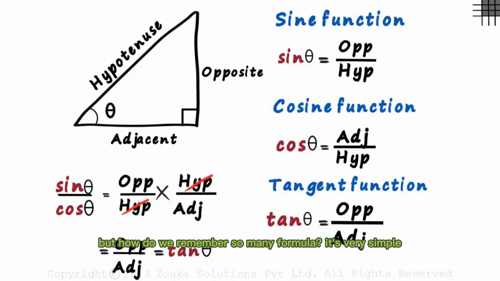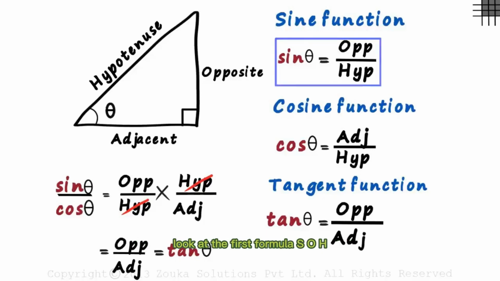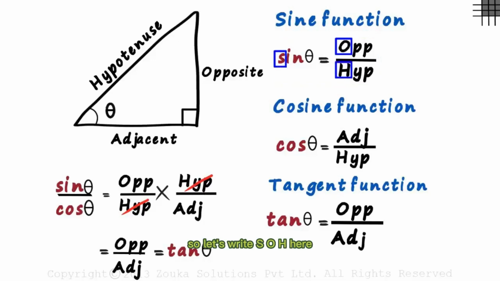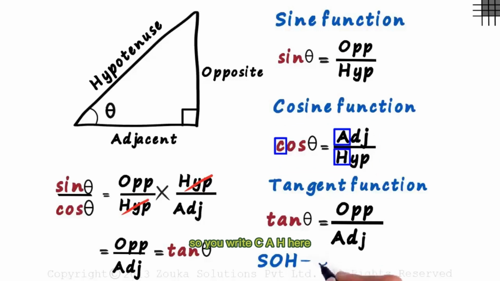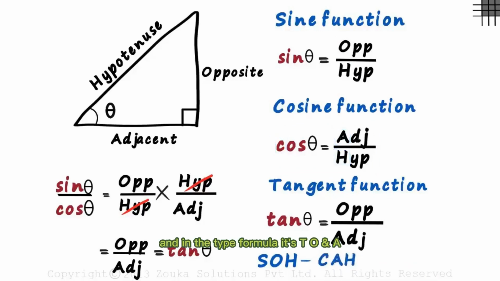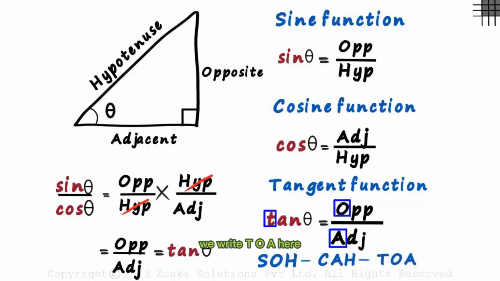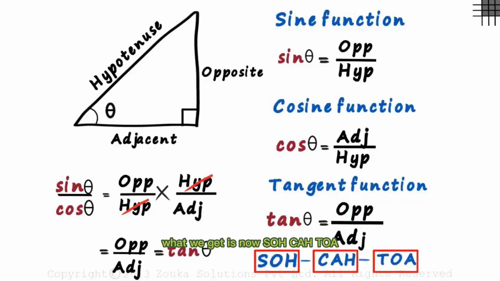But how do we remember so many formulas? It's very simple. Observe the first letters in each of the formulas. Look at the first formula, SOH. So let's write SOH here. Now look at the second formula. It's CAH. So we write CAH here. And in the third formula, it's TOA. We write TOA here. What we get now is SOHCAHTOA.